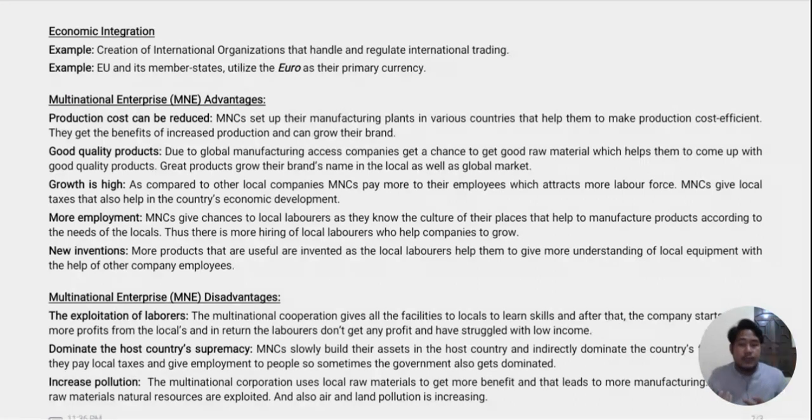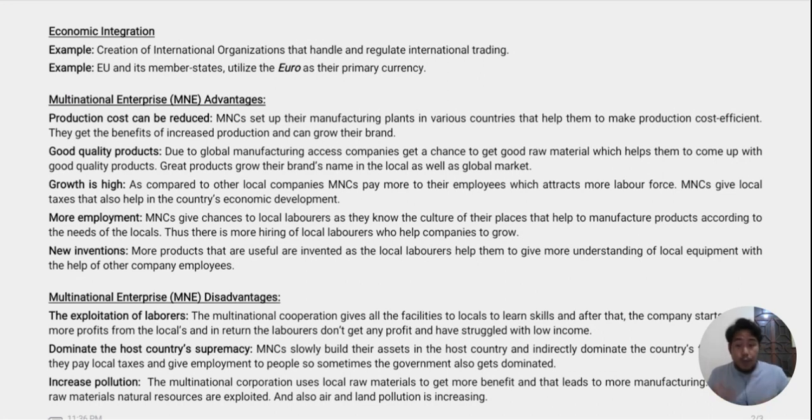And lastly, and probably what I think is the most beneficial is that MNCs tend to create innovation or new inventions. More products that are useful are invented as the local laborers help them give more understanding of their equipment, and also with the help of other employees. So basically, those are the advantages of having multinational enterprises or multinational companies in a host country.